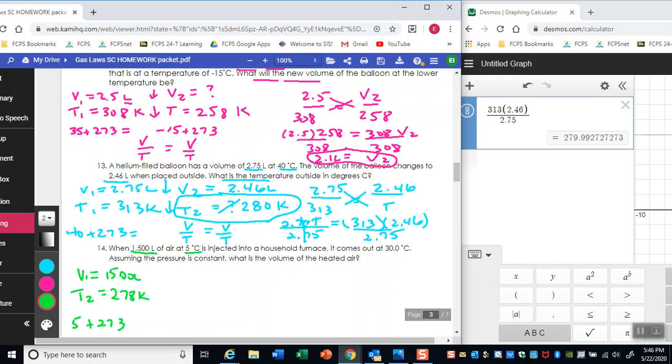All right, and then I've got a new temperature, which is 30. So I'm going to take 30 and add 273, and that gives me 303 kelvins. And the question is, what is my new volume? So that is Charles's law, right? Volume divided by temperature equals volume divided by temperature. They're directly related. So if my temperature went up, the volume is going to go up.